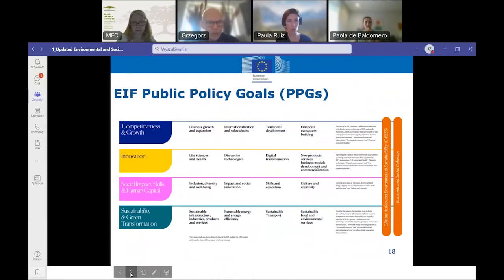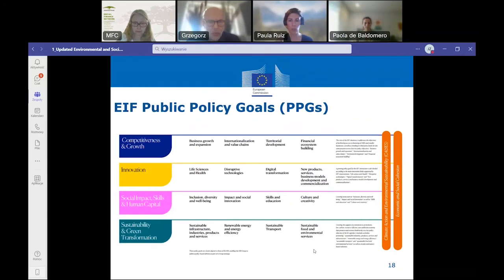Very briefly, I wanted to touch on the EIF public policy goals that are driving the way we're raising and developing products with our mandators. Normally and historically, we have focused on the competitiveness and growth one, a bit on innovation, also a bit on social. Now we are extending the social scope also, for example, with skills and education and culture and creativity type of investments, but also this new pillar on the green side with regards to sustainability and green transformation. Specifically, microfinance and social enterprises financing for us is incorporated in the first two policy objectives that you can see on the screen in the pink line: inclusion, diversity and well-being, and impact and social innovation. If you can go to the next slide, please.